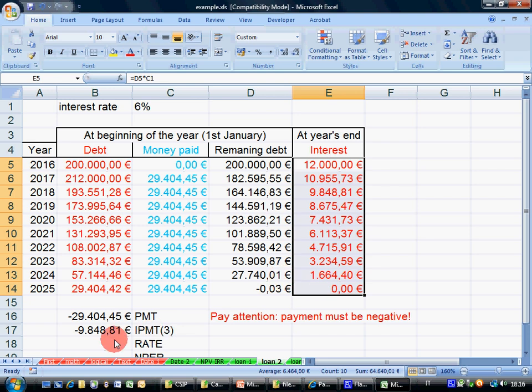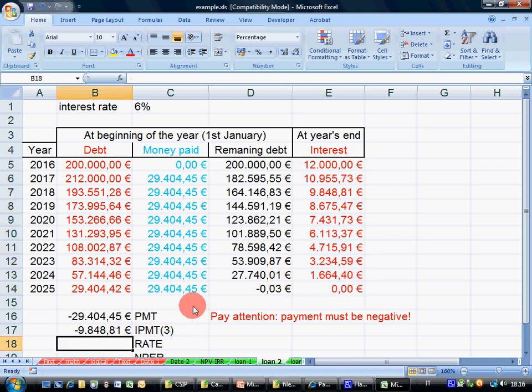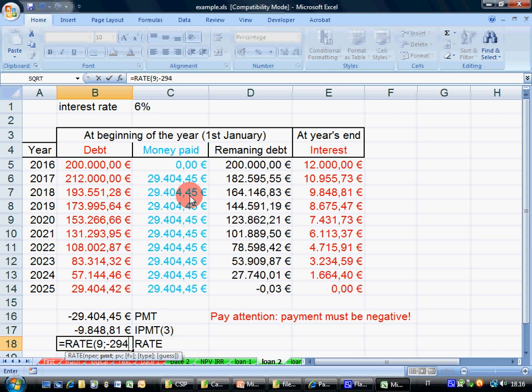You can do also the vice versa. As I told you before, rate, number of periods, your debt and the payment are 4 quantities which are completely interconnected. So you can determine the rate if you know all the rest. So if you specify how many payments, 9. What is the payment? Minus 29,404.25. And what is the debt? 200,000. Okay. So pay attention.